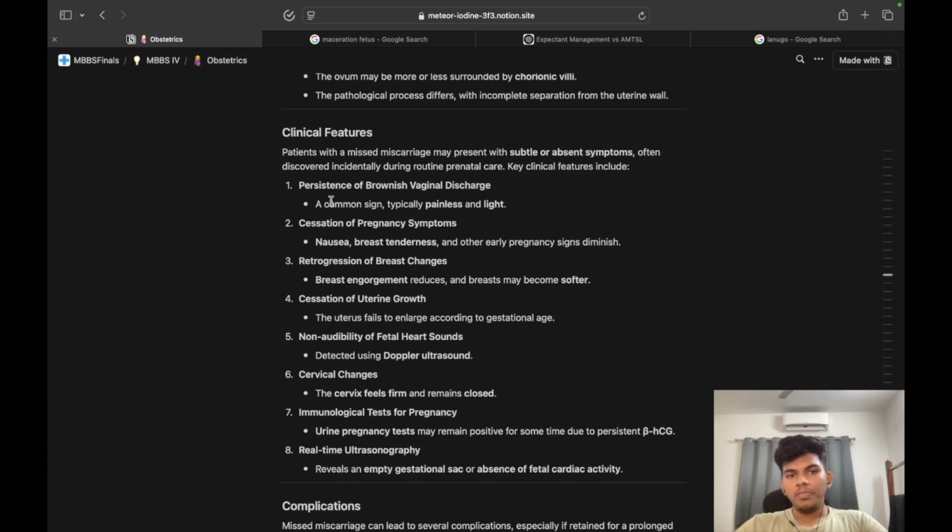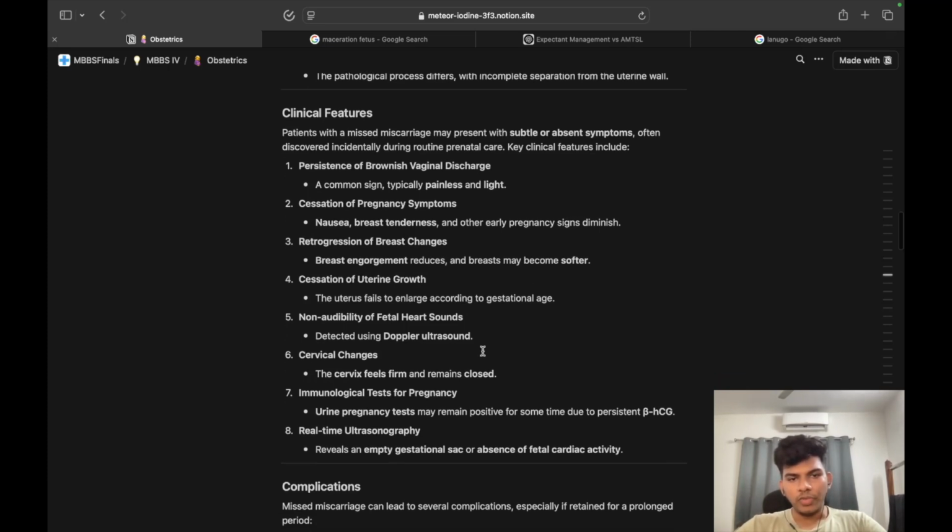So the first one, persistence of brownish vaginal discharge. A common sign, typically painless and light. The second one, cessation of pregnancy symptoms. So there is no nausea, breast tenderness and other early pregnancy signs. Next one, regression of breast changes. Breast engorgement reduces and breasts may become softer.